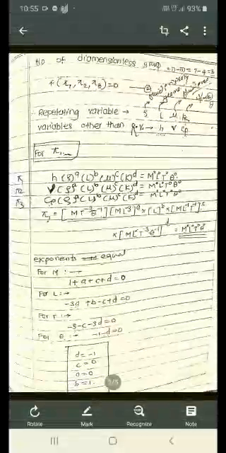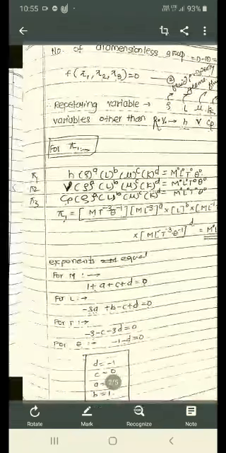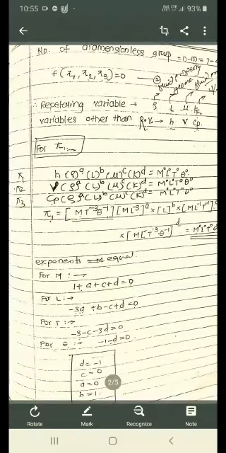For pi 2, the second variable, we express V in terms of these 4 repeating variables rho, L, mu and k. Again we assume the indices: rho raised to a, L raised to b, mu raised to c and k raised to d. For pi 3, we use the Cp variable in terms of the repeating variables, Cp into rho raised to a, L raised to b, mu raised to c and k raised to d. Again we equate these to M raised to 0, L raised to 0, t raised to 0 and theta raised to 0.